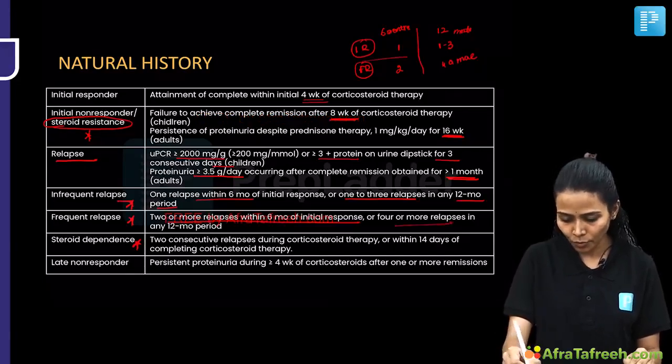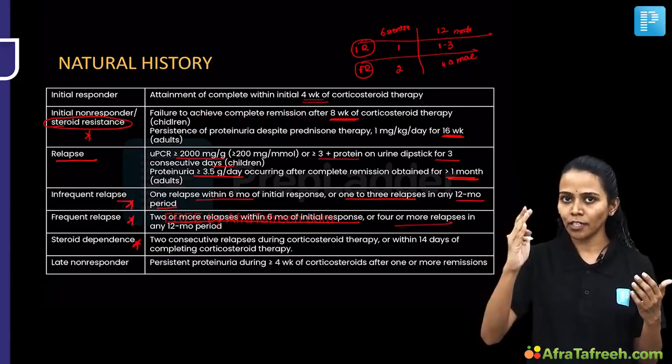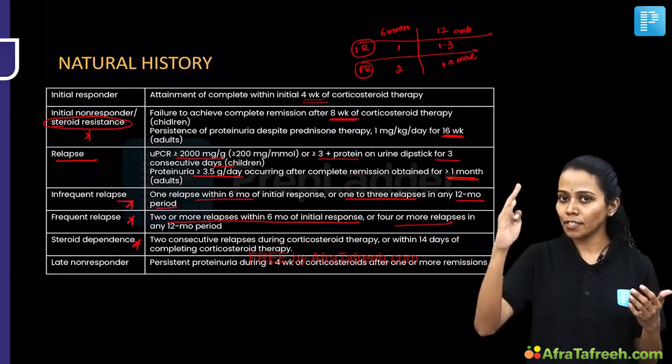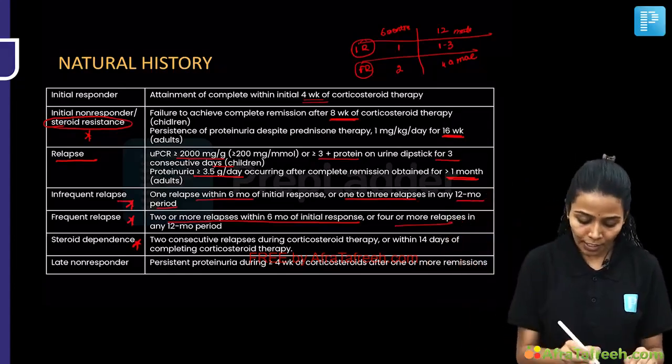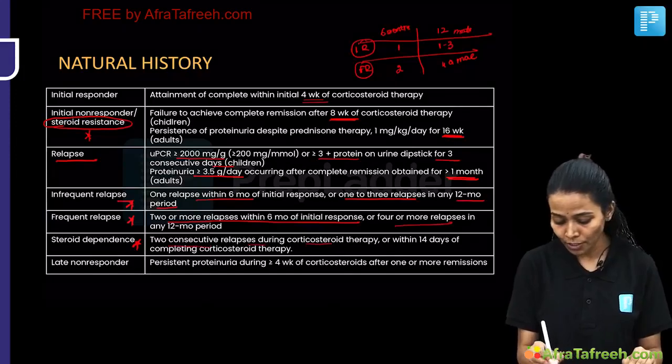So I think this table, if you see, it's pretty easy. So infrequent relapse at 6 months is 1 and at 12 months is 1 to 3. Frequent relapse at 6 months is 2 and at 12 months it is 4 or more. Okay. Steroid dependence. Steroid dependence is 2 consecutive relapses during steroid therapy.